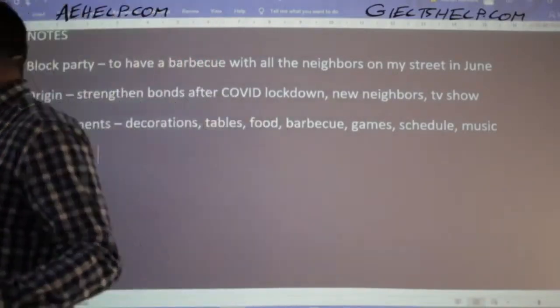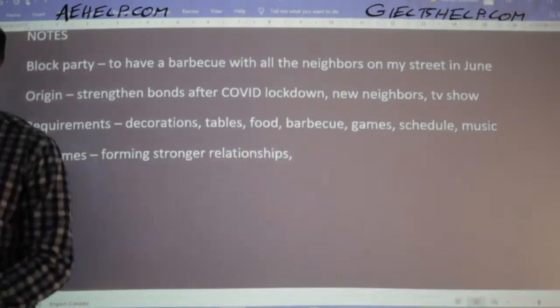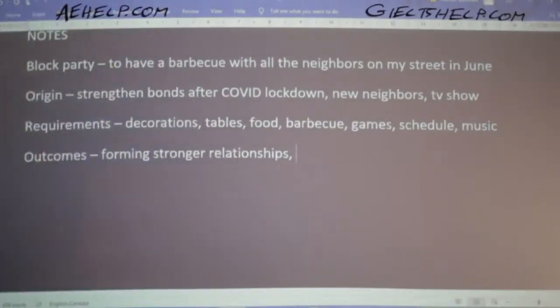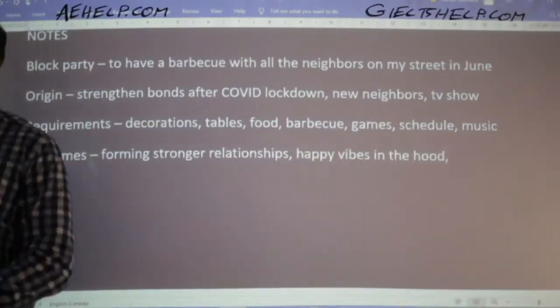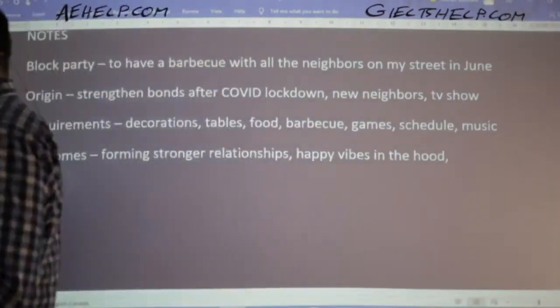Okay, Sammy says forming stronger relationships. Happier neighborhood. Yeah, absolutely, Paulo. So happier neighbors, happy vibes in the hood. Nick Hill, maybe some new friends.